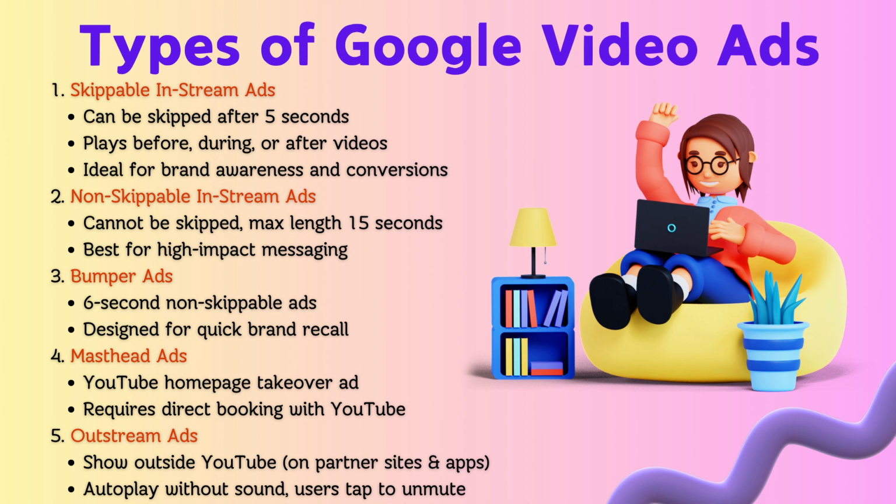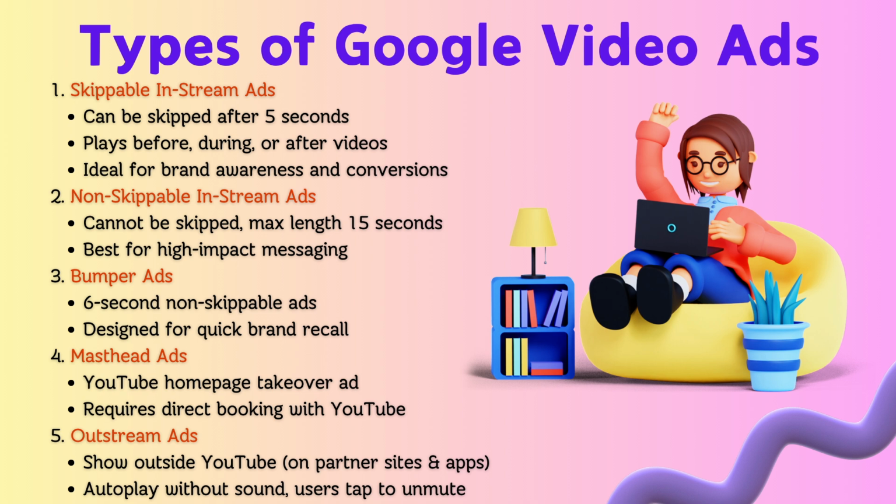The second type is non-skippable ads. In this, you cannot skip. There will be no skip button, but the video length should be up to 15 seconds only. This is best for impact or for giving a message, as the user can't skip. They need to wait for 15 seconds and you'll be getting good views.